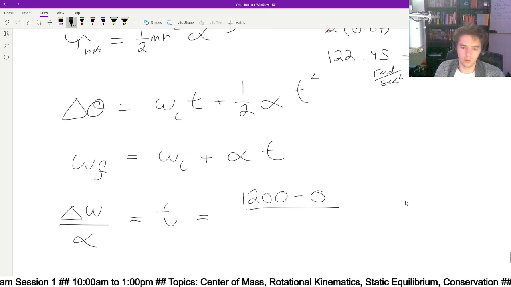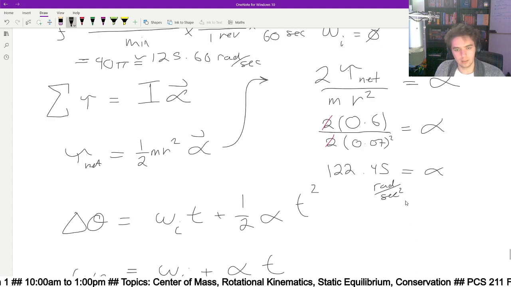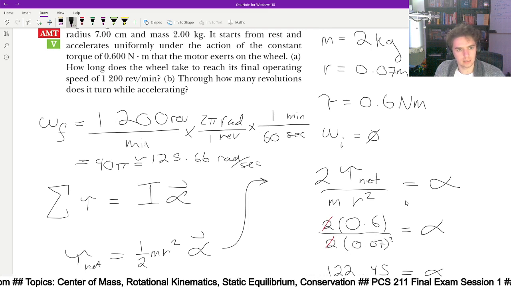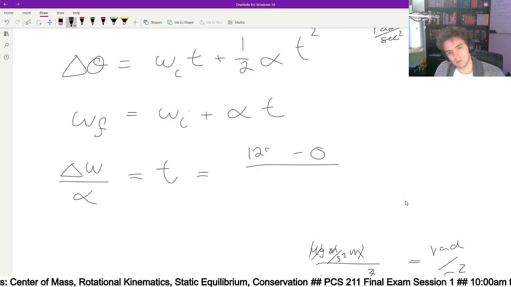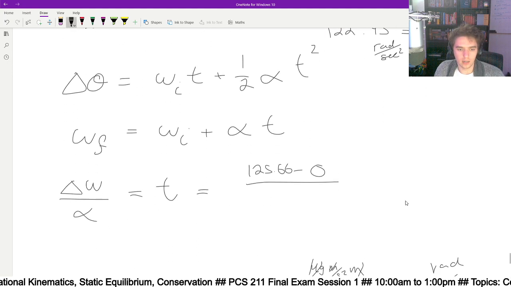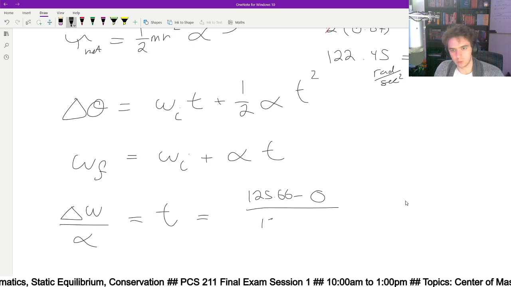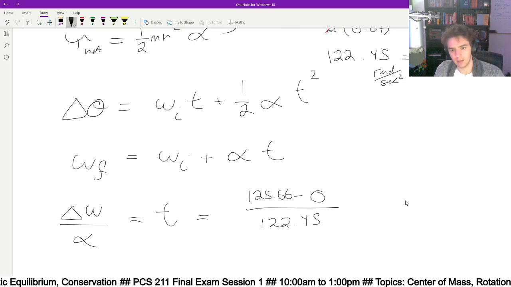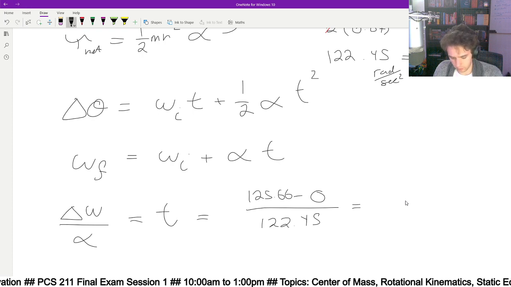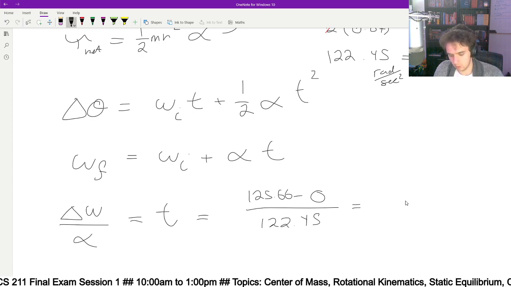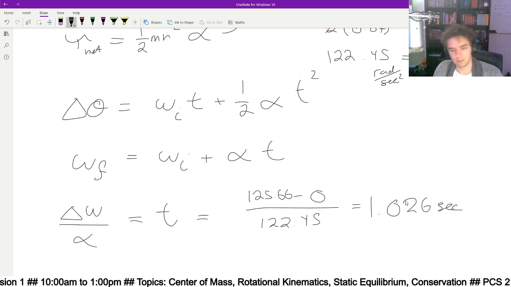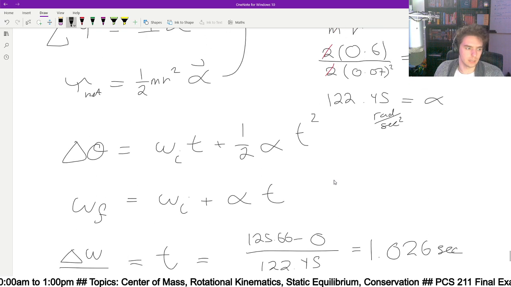Okay, so that's what this should be: 125.66 over alpha, and alpha we said was 122.45, so the answer is going to be close to 1. 125.66 over 122.45 gives 1.026 seconds as my answer for time.